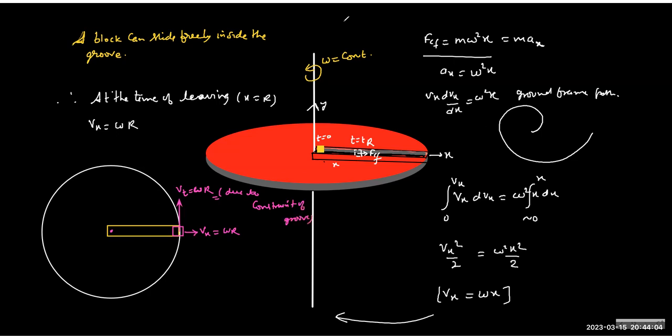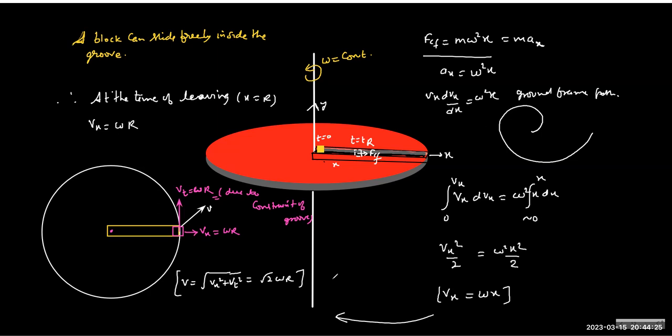And therefore, your actual net speed at the time of leaving is not the way you obtain it, this is the actual. So V is actually, and that's very interesting. So your answer is actually root 2 omega, because both are same.